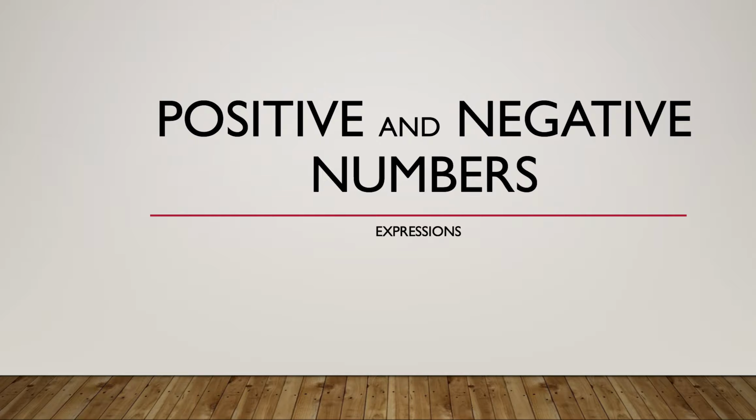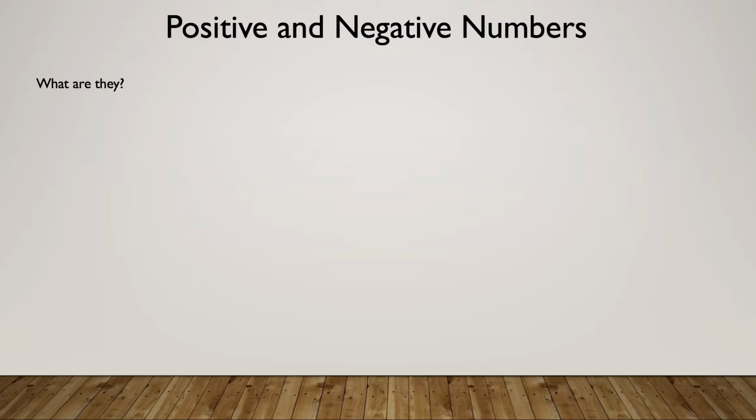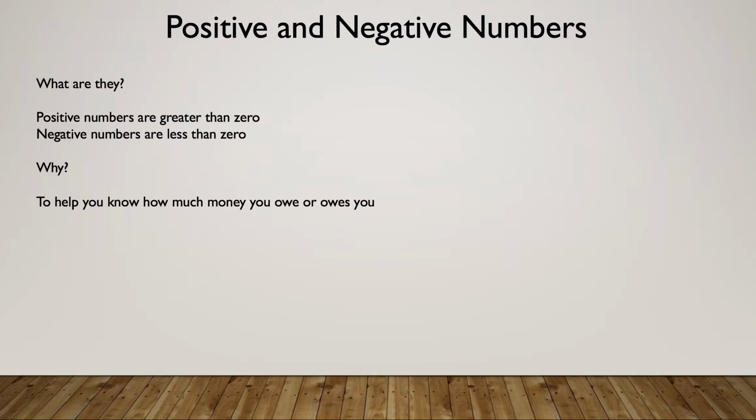We're going to be talking about positive and negative numbers, this time with expressions. So, positive and negative numbers, what are they? Positive numbers are greater than 0, negative numbers are less than 0. Next question might be why? Why do we need them? To help you know how much money you owe or someone owes you.